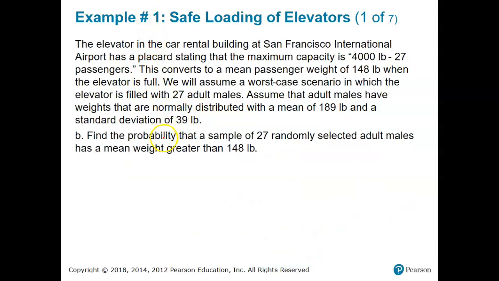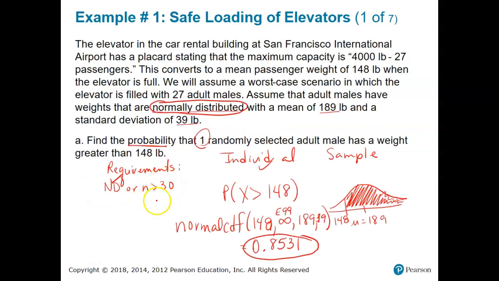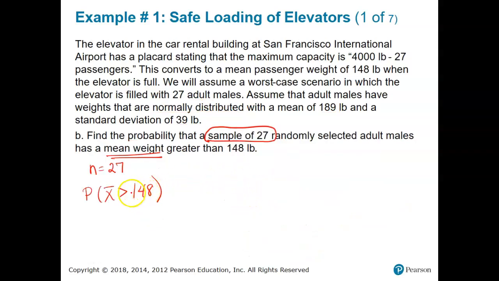On this one, we want to find the probability that a sample of 27 randomly selected adult males has a mean weight greater than 148. So here we're working with a sample of size 27, and we want to find the probability that the mean weight is greater than 148. On the previous example, it was an individual, so we represented that with an X. Here it's a sample, the mean of a sample. We're going to represent that as X bar.